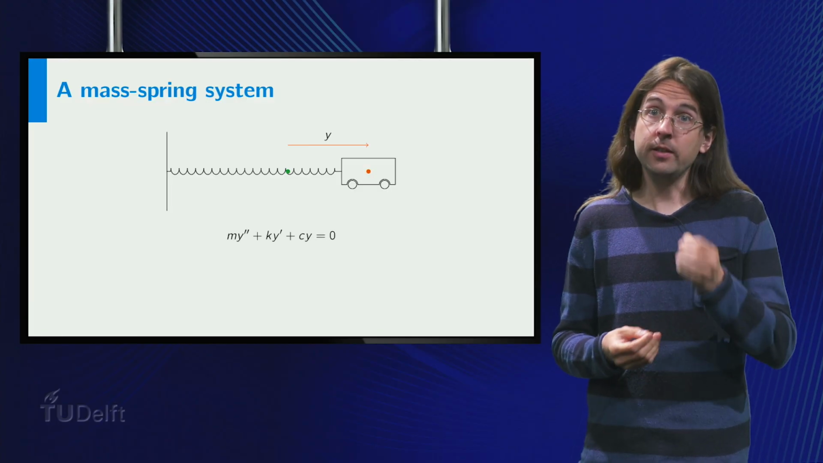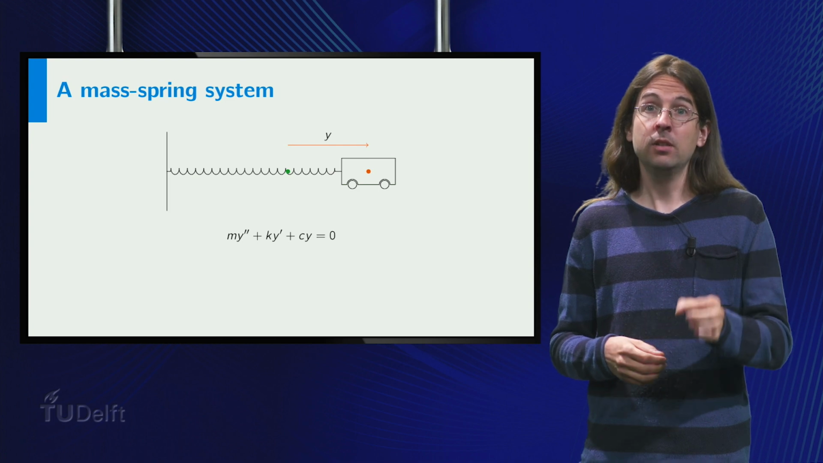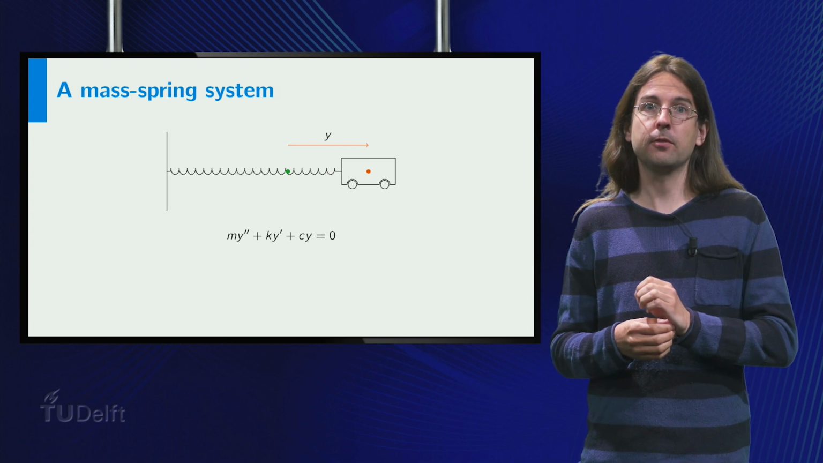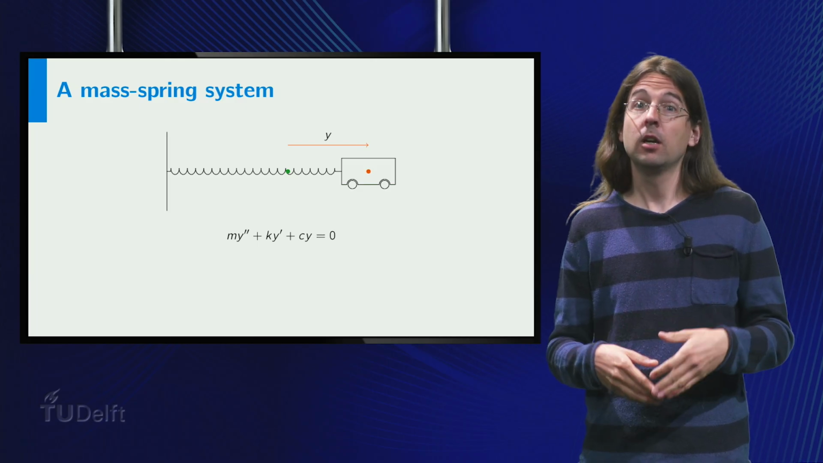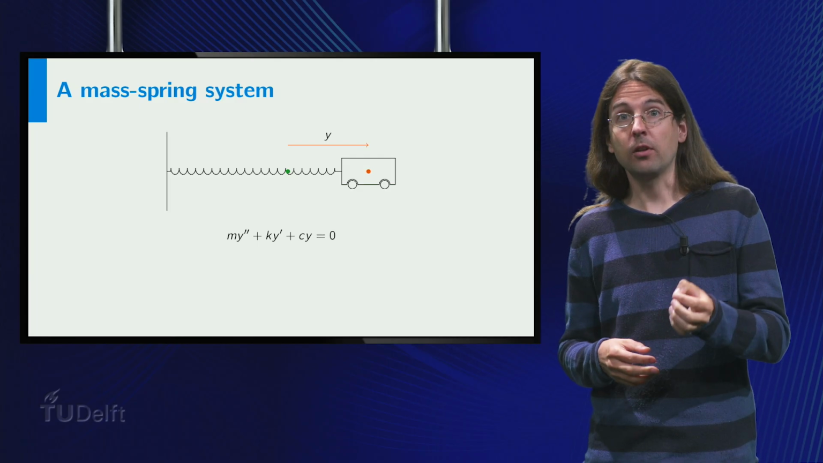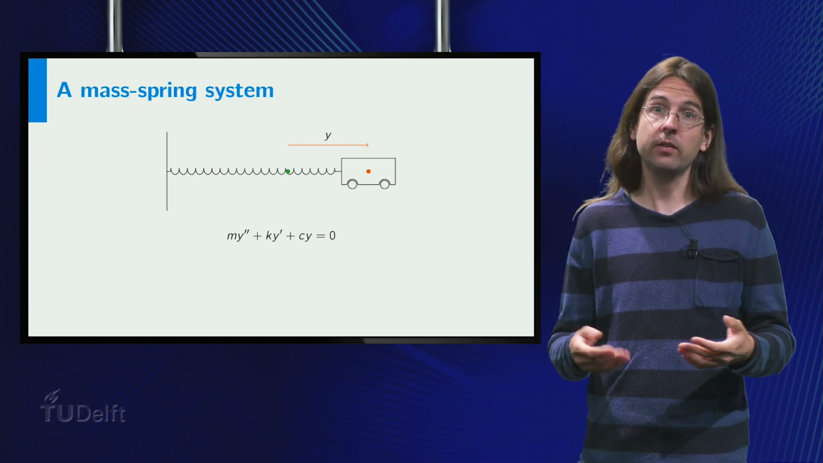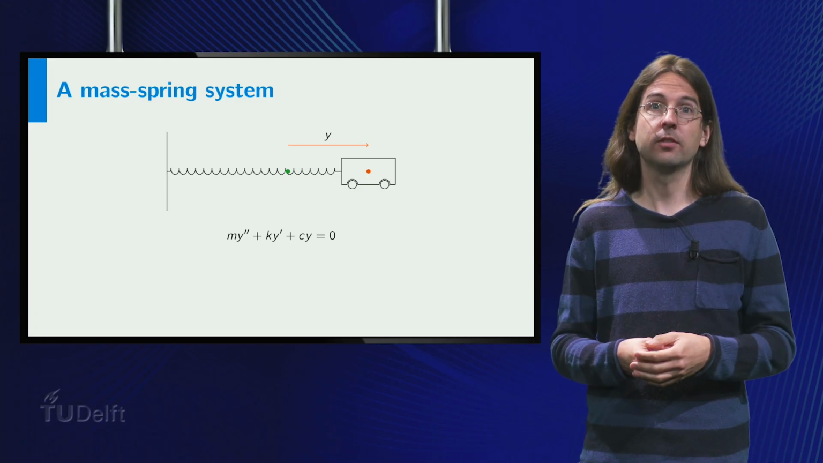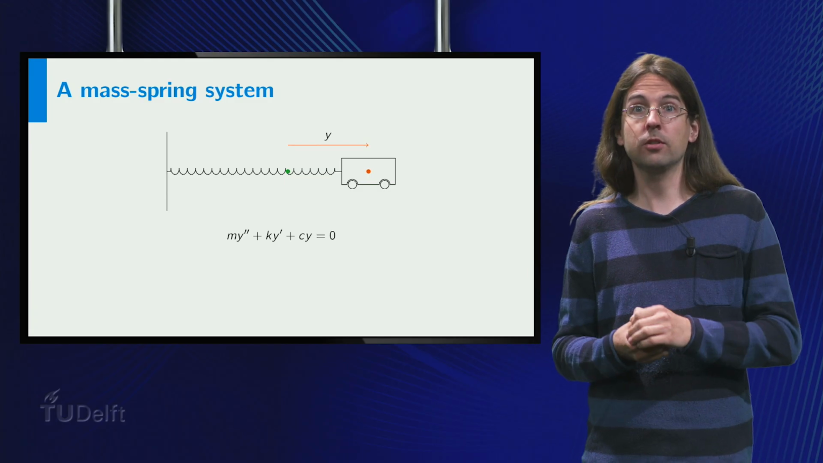First, let us consider the basic mass spring system. m times the second derivative of y plus k times the derivative of y plus c times y equals 0, where y of t gives the location of the mass at time t, m is the mass, k is the friction coefficient, and c is the spring constant. As you can see, this is a linear second-order differential equation.